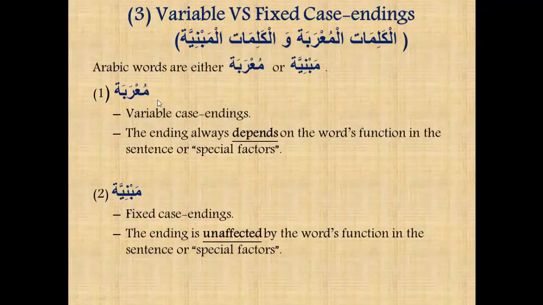Category number 2, mabniya, al-kalimat al-mabniya. These words have fixed case endings. These are constant, unchanging. That means the ending is completely unaffected by the word's function or role in the sentence or by the presence of special factors. So basically, these words' endings don't really care about what's going on in the context or in the sentence. They are fixed. They're not going to change. So those are the key terms. Mu'raba means variable case endings. Mabniya means fixed case endings.